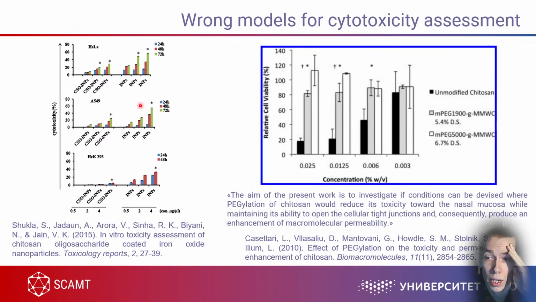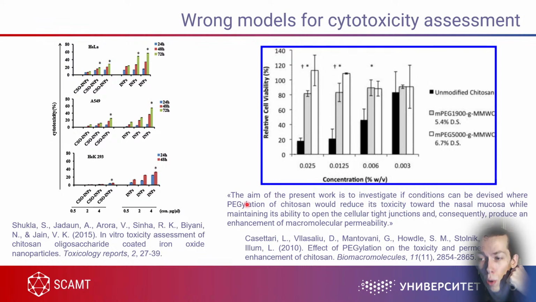Well, if we're looking at some conclusion from this paper, as you can see here, the aim of the present work was to investigate whether conditions can be devised where pegylation of chitosan would reduce toxicity towards nasal mucosa while maintaining ability.